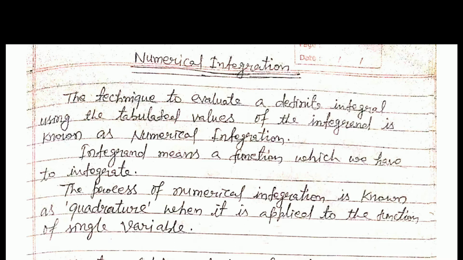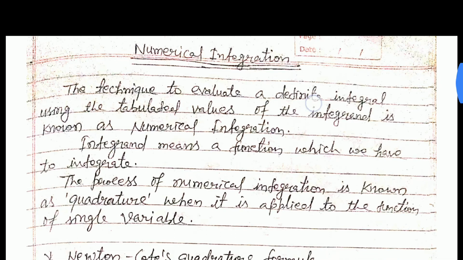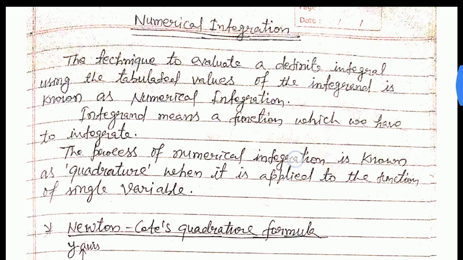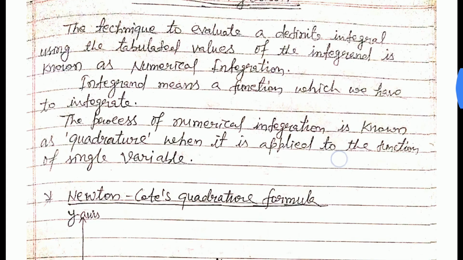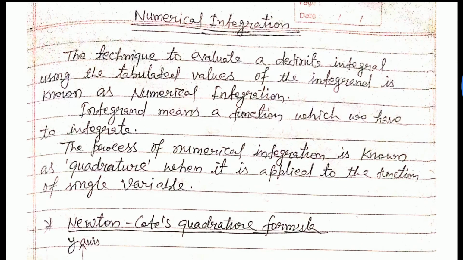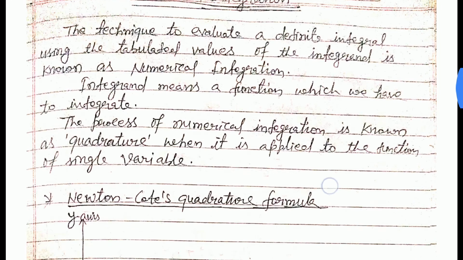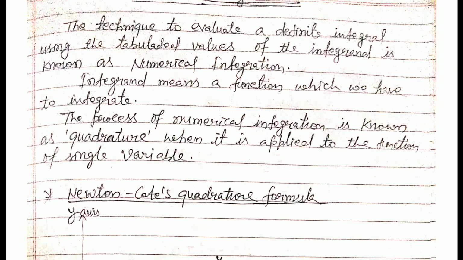Properly, if we define it, the technique to evaluate a definite integral using the tabulated values of the integrand is known as numerical integration. What is the integrand? We know the integrand is the function which we are going to integrate. The process of numerical integration is known as quadrature when it is applied to a function of a single variable.